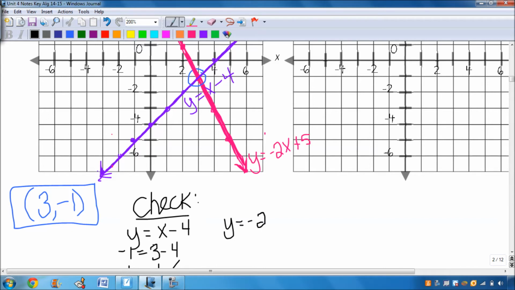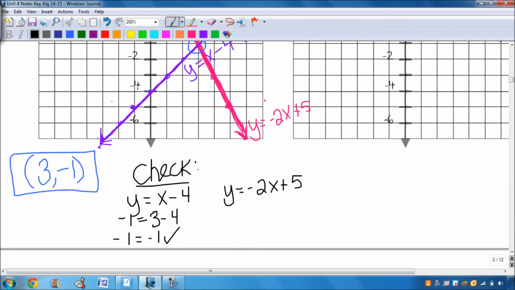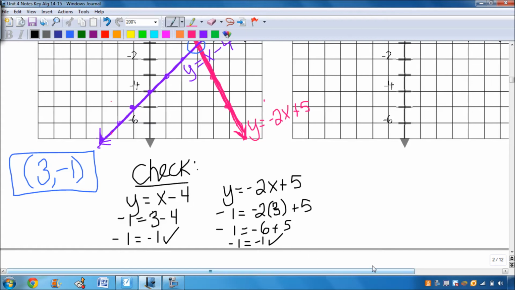So y equals negative 2x plus 5. Let's check it. Every time I see a y, I'm going to replace it with a negative 1. I'm going to replace the x with 3. So I get negative 1 equals negative 2 times 3, minus 5... plus 5. I get negative 1 equals negative 6 plus 5, so I end up getting negative 1 equals negative 1. Check. I'm 100% sure that it's right. Okay? Now let's take a look at question number 2.